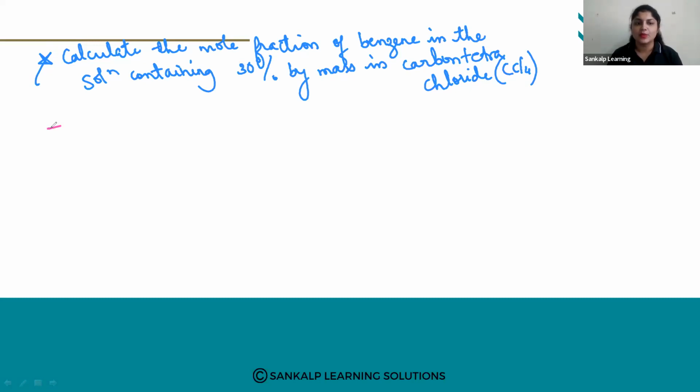Yes, what is the first step now? What do you have to do? What is mole fraction? Mole fraction is given by number of moles of a component divided by the total number of moles of all the components. So first step is what?